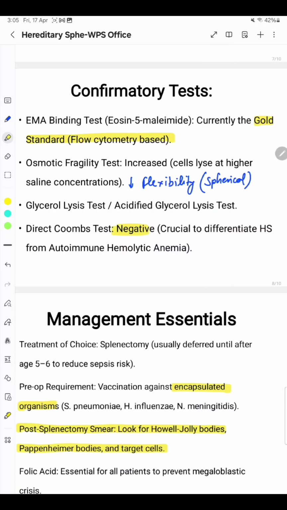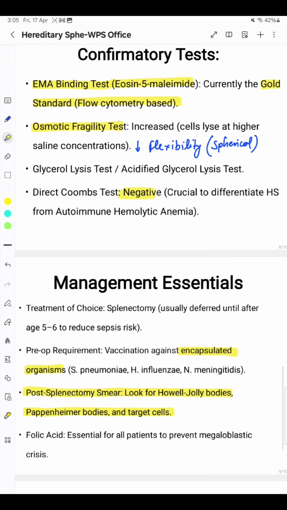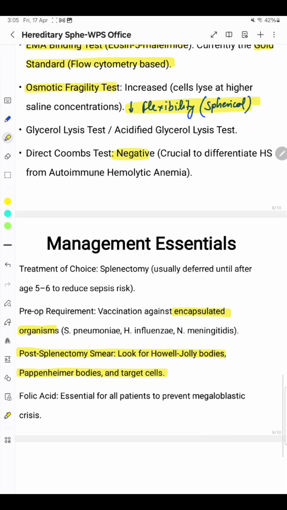The confirmatory test for hereditary spherocytosis is the EMA binding test, eosin-5-maleimide binding test. This is the gold standard test, which is flow cytometry based, for hereditary spherocytosis. Osmotic fragility is increased in hereditary spherocytosis as the spherocytes are less flexible and lyse at a higher saline concentration. Direct Coombs test is negative, and this is very crucial to differentiate hereditary spherocytosis from autoimmune hemolytic anemia.